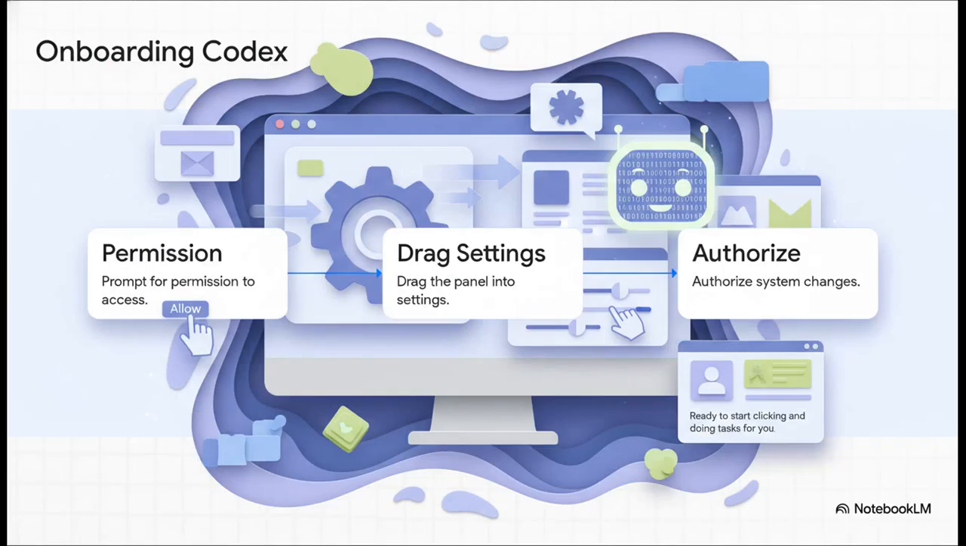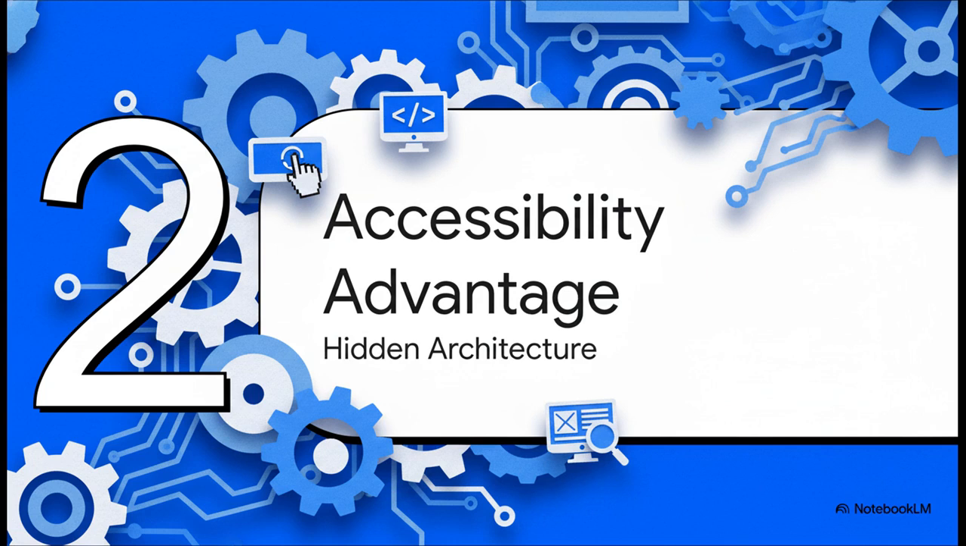Frictionless setup. Let's talk about how this agent actually takes over tasks without totally wrecking your workflow. A massive hurdle with new AI tools is often just getting them set up. But the onboarding for Codex's computer use is delightfully simple. The very first time you use it, it asks for permission. You just hit allow, and the panel smoothly animates right into your Mac settings window. From there, it's literally just 2 drags to authorize the system changes. Boom. Within seconds, the agent is ready to start clicking and grinding out tasks for you. It's incredibly frictionless.